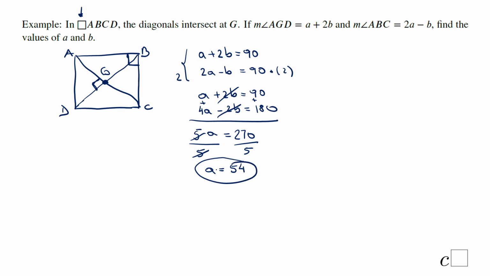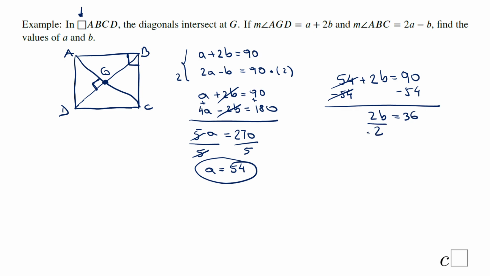And we need to find B. So we can go in any of these equations. Let's say we take the first one, and we have 54 plus 2B equals 90. We're going to subtract 54, and we have 2B equals 36, divided by 2, B equals 18. And that is about this problem. Again, we use the property of the square.